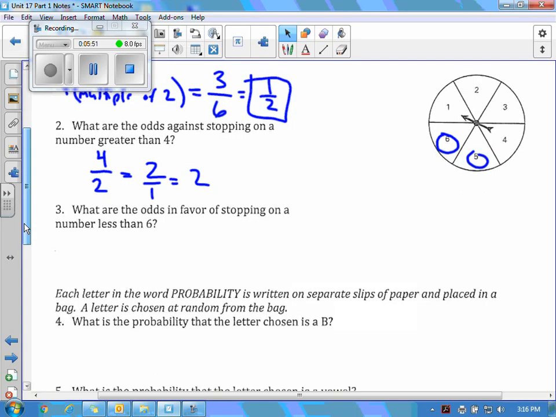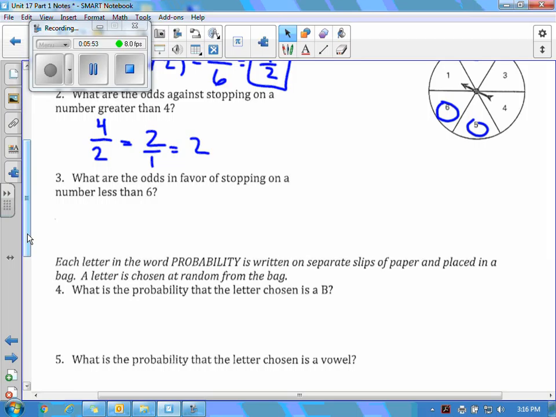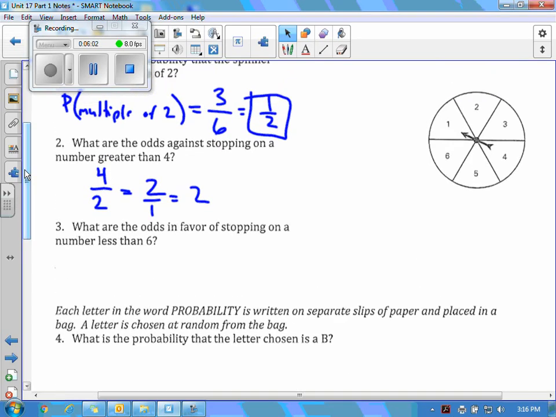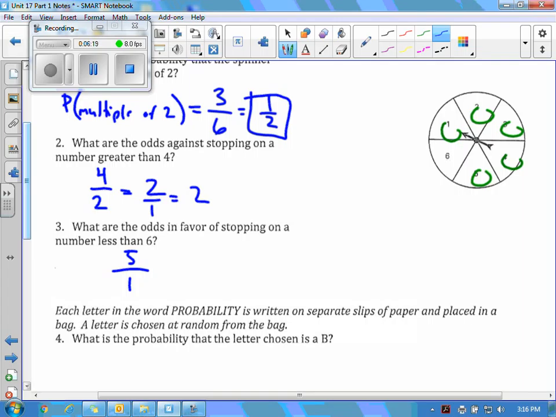The third one says, what are the odds in favor of stopping on a number less than 6? I'm going to scroll back up a little bit so you can see our center. A number less than 6 would be 1, 2, 3, 4, and 5. All of those are less than 6. So it says, what are the odds in favor? That's the favorable outcomes, which are 5, over the unfavorable outcomes, which is just 1. So that'd be 5 over 1, or 5.